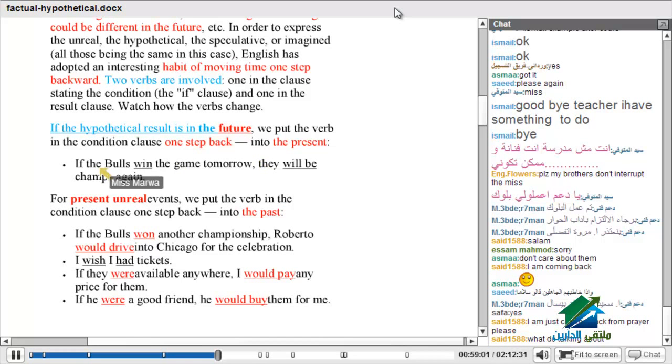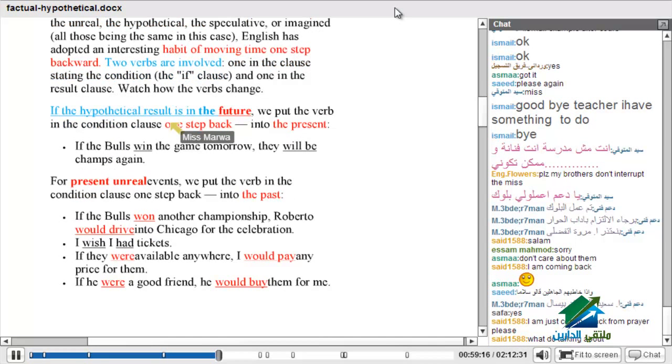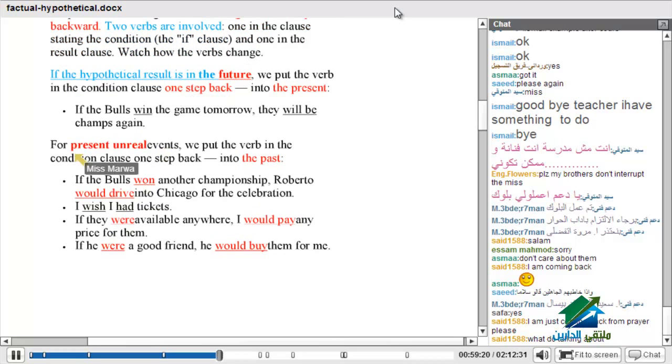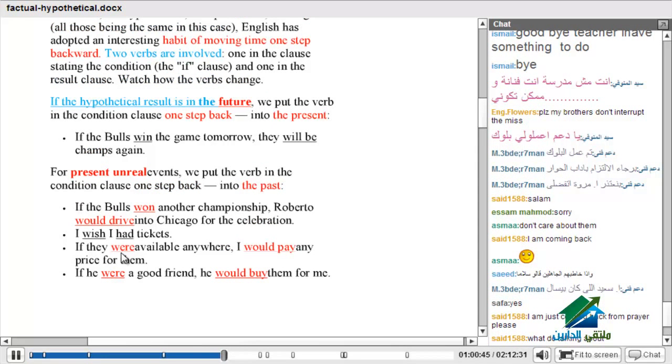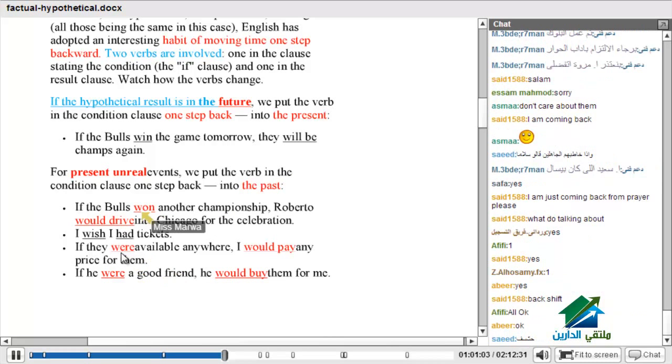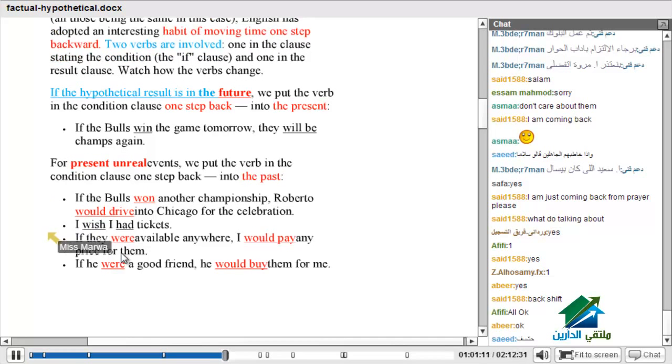Let's have examples. If the Pulse win the game tomorrow, they'll be champs again. عملنا ايه؟ رجعنا one step back. طيب if I'm speaking about present unreal events, present but unreal: if Roberto won another championship, he would drive into Chicago for the celebration. يعني لو هو present و unreal عملنا ايه؟ step back. استخدمنا ال past. Past here and here would plus infinitive. It's okay.